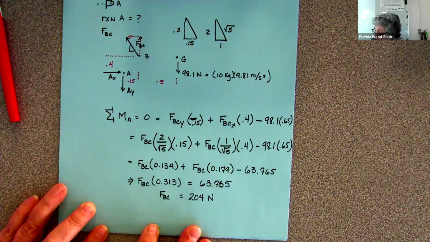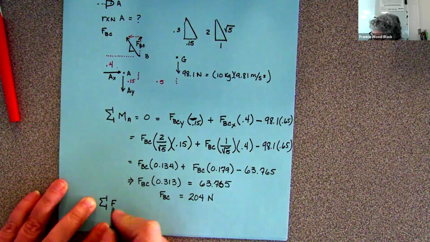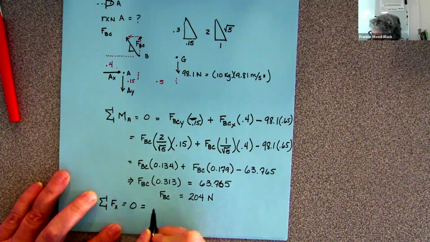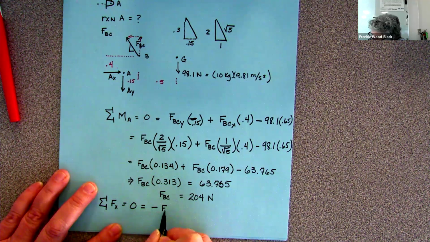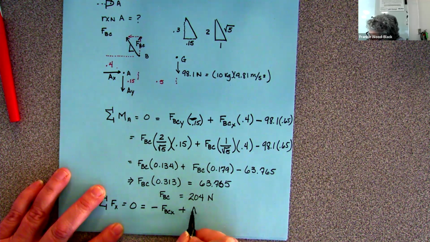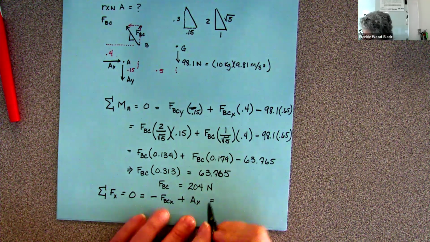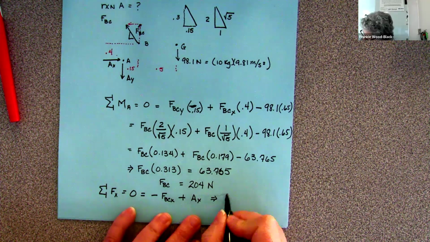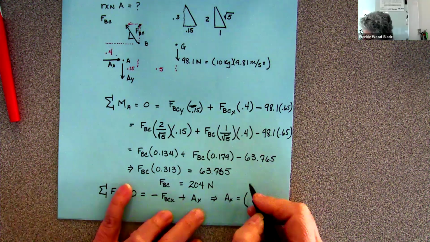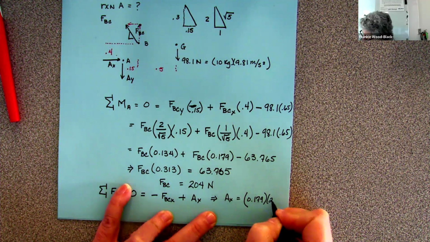Now to find the reaction at A, we're going to use the sum of the forces. The sum of forces in X equals zero. I have a negative BCX, and I have a positive AX. So AX is going to equal my 0.179 times 204.